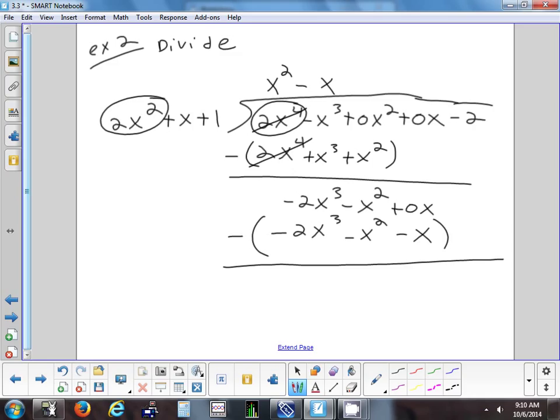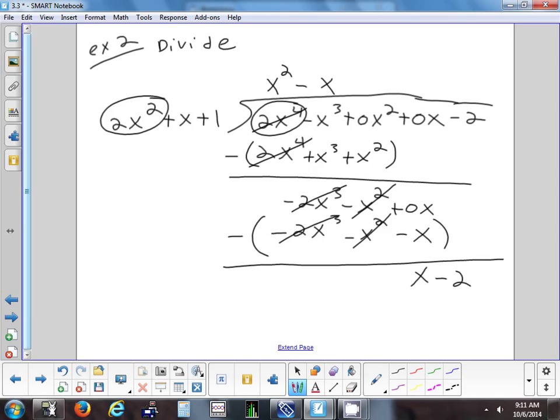And we're subtracting all of that. First two terms cancel out. Negative 2x cubed plus 2x cubed, that's gone. The next one also cancels out. You have negative x squared plus x squared, so that's gone. Then you have 0x minus negative x. Okay, Shannon, what's 0 minus negative x? Just x. And bring down my last term.